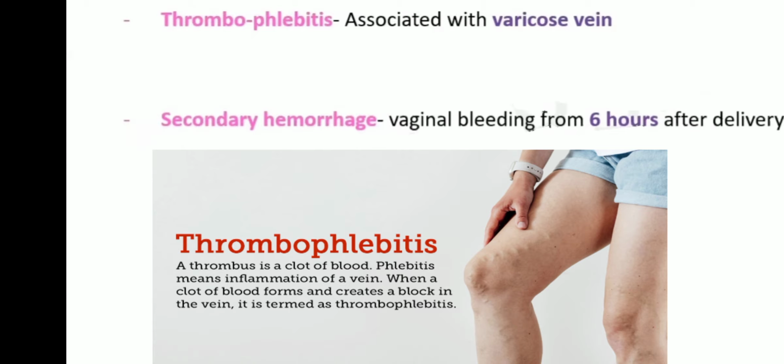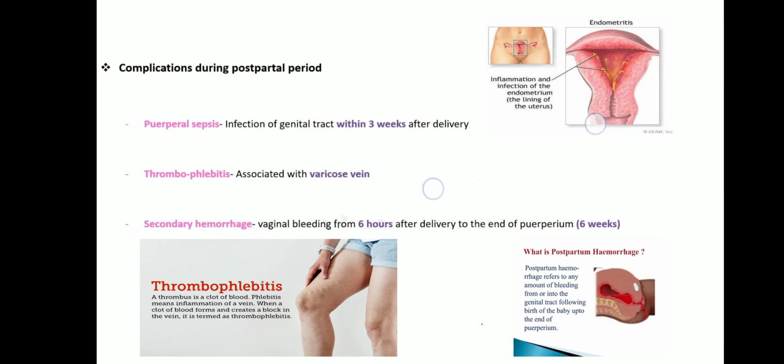So we see that this is an infection of the veins, especially in the legs. It is frequently associated with those having varicose veins. Then how will the leg be? It will be tender, pale and swollen.